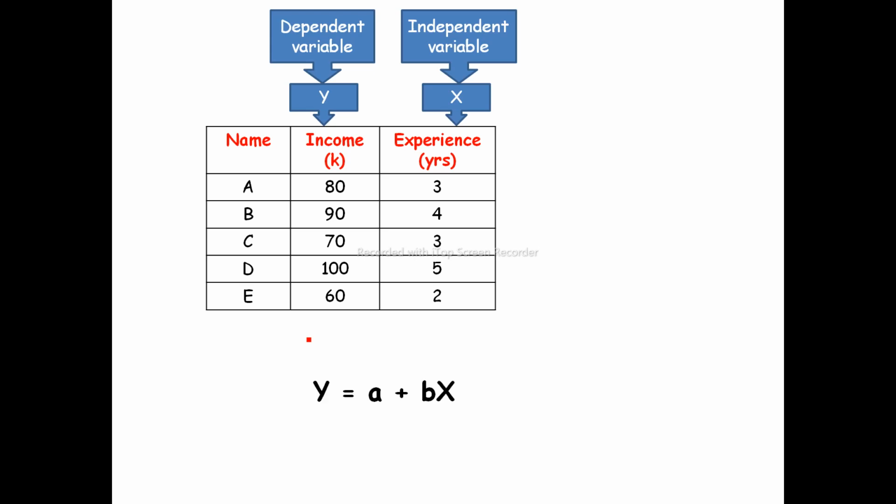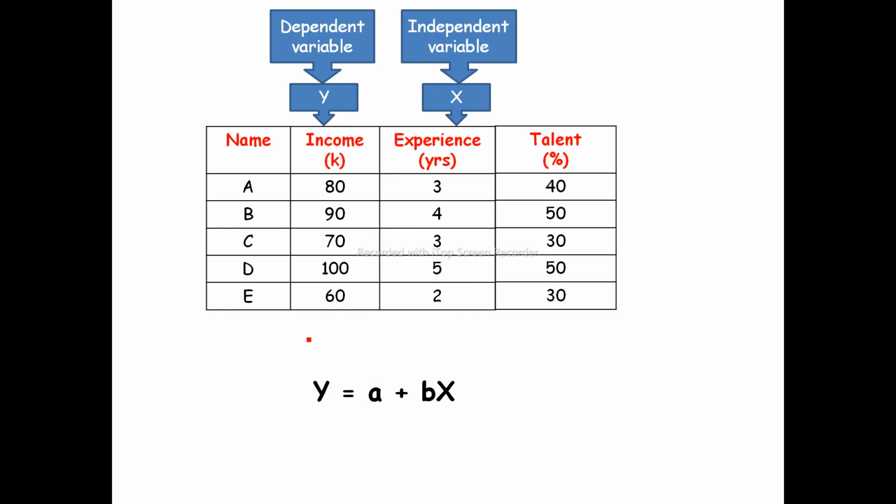Next, we know we can solve it with the formula y is equal to a plus bx. But if we add one more column of talent, like if experience is less but talent is more, it means income will also be more. I have given talent on the basis of percentage. The more the talent, the more the income also. So what will talent be over here, dependent or independent? If talent is more, obviously income will also be more, isn't it? So here talent is also our independent variable.